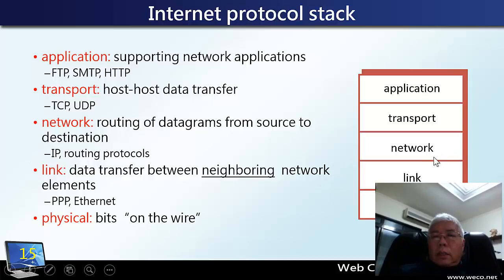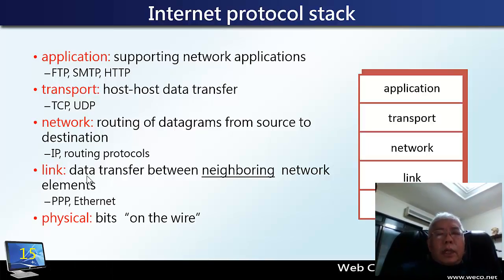And the layer beneath is called the link layer. The link layer is data transfer between neighboring network elements. Today, like Ethernet, in our computer room we are usually connected by Ethernet, and that's a data link. Actually, Wi-Fi also follows the Ethernet protocol, like the wireless in there. The very bottom is the physical layer, the bits on the wire.